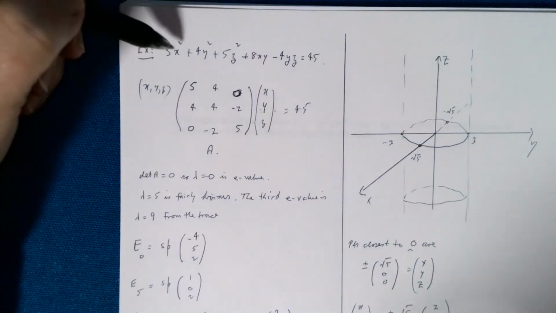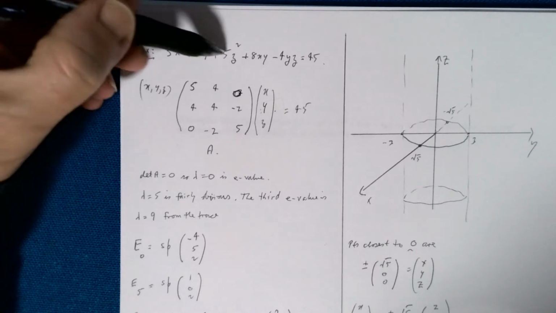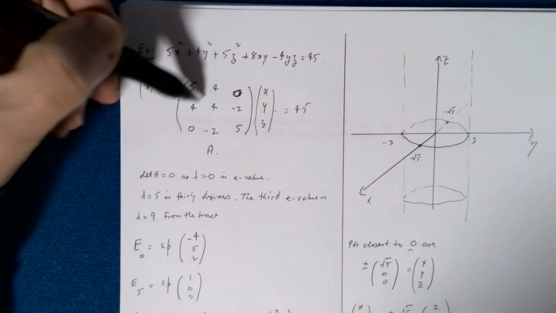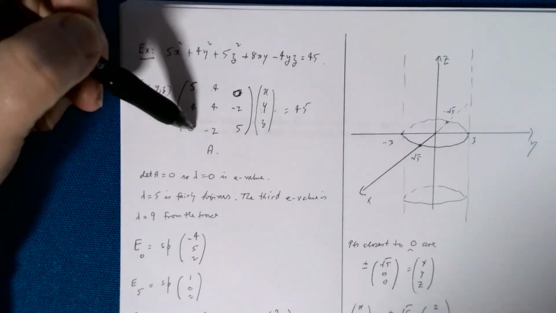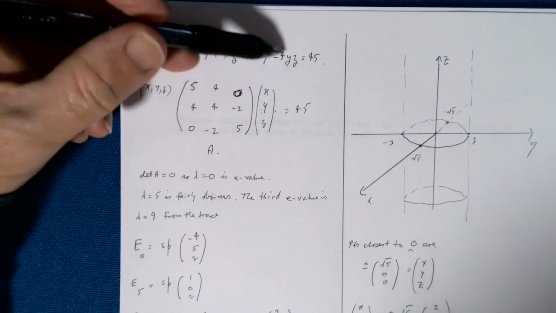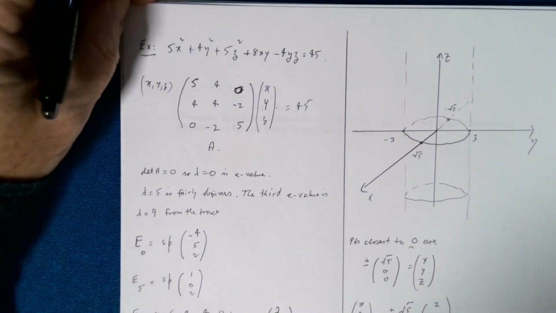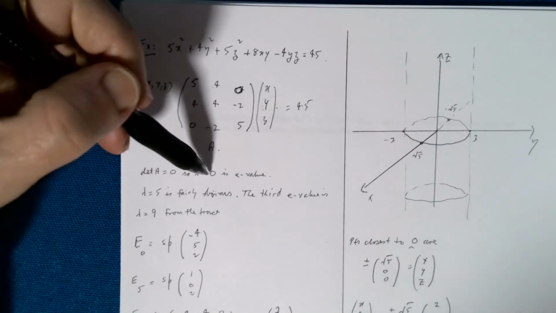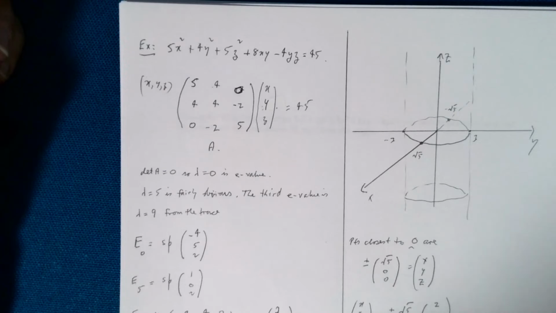So again, we put this into matrix form. We've got 5, 4, 5 on the main diagonal. I've got an 8 here, so I share that equally. There's no xz term in here, so that's 0, 0. And there's a minus 4yz, so it's minus 2, 2. Now, if you quickly calculate the determinant of this thing, you find the determinant is in fact 0. So lambda equals 0 is an eigenvalue. And also lambda equals 5.